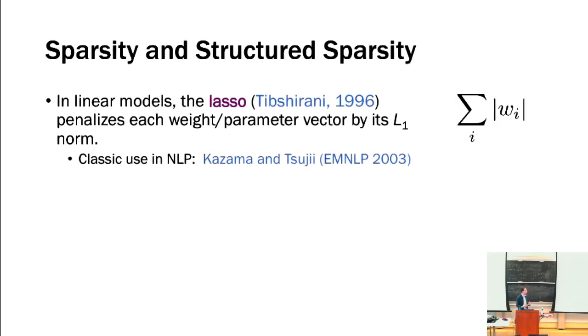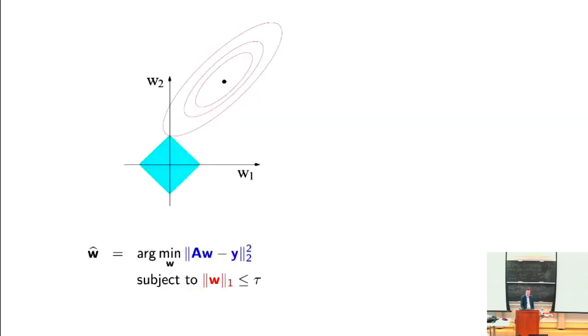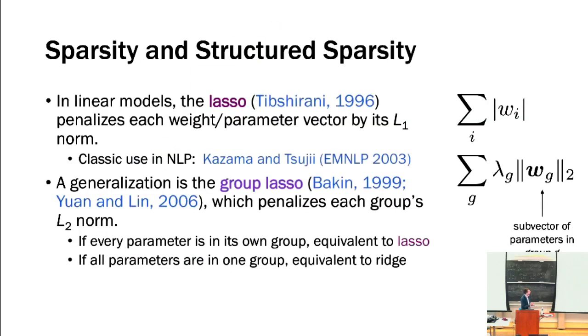The starting point is something called the Lasso. Do people know the Lasso? If you're building a linear model, the Lasso is a great tool for pushing a whole bunch of the weights or parameters in your linear model to 0. It's just an L1 penalty on the weights, and it was classically used more than 15 years ago in NLP. It got a lot of mileage in NLP. I'm going to skip over why it works because people here are somewhat familiar.